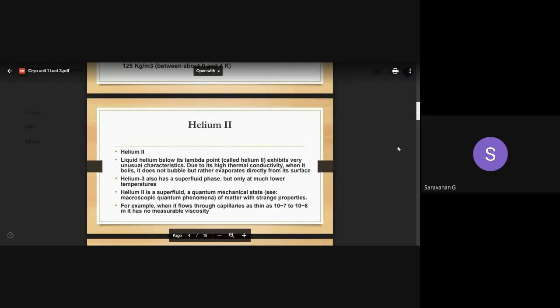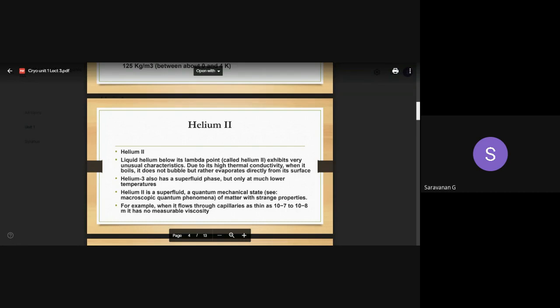The second fluid is helium 2. Helium below its lambda point, called helium 2, exhibits very unusual characteristics. It has high thermal conductivity. When it starts to boil, it does not bubble, but rather evaporates directly from its surface, unlike other fluids, because of this thermal conductivity property.